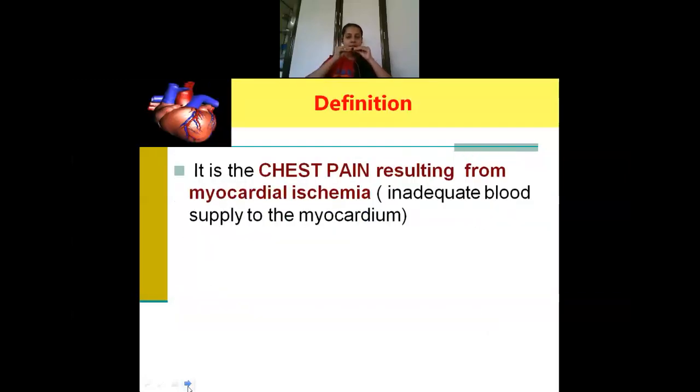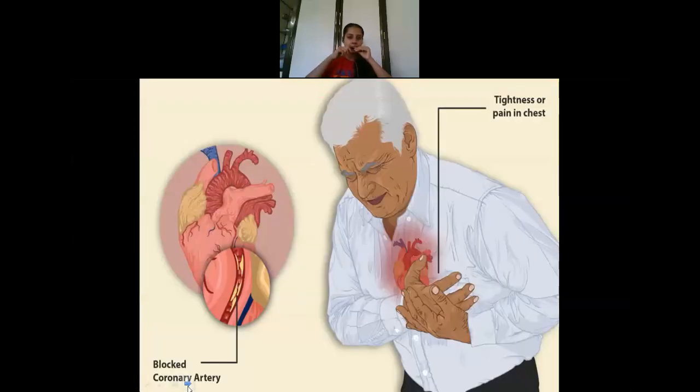Again, moving on to the definition. Angina pectoris is the chest pain resulting from myocardial ischemia. Ischemia means decreased blood flow. This is how the patient will be bending forward, holding the chest and shouting, telling that they are having a squeezing or tightness in the chest. Remember, it is very, very severe.